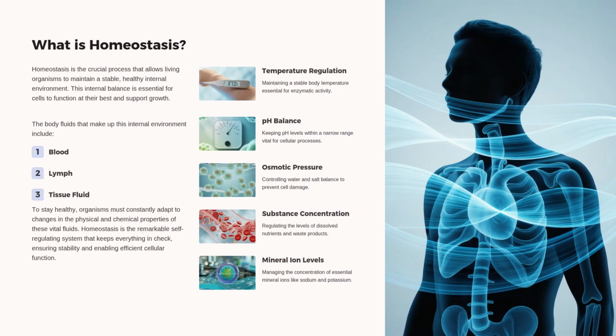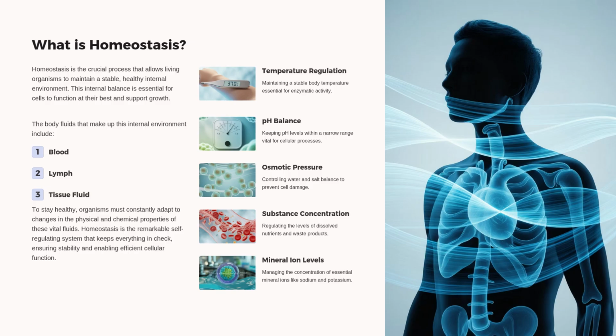What is homeostasis? Homeostasis is the crucial process that allows living organisms to maintain a stable, healthy internal environment. This internal balance is essential for cells to function at their best and support growth. The body fluids that make up this internal environment include: 1. Blood. 2. Lymph. 3. Tissue fluid. To stay healthy, organisms must constantly adapt to changes in the physical and chemical properties of these vital fluids. Homeostasis is the remarkable self-regulating system that keeps everything in check, ensuring stability and enabling efficient cellular function.